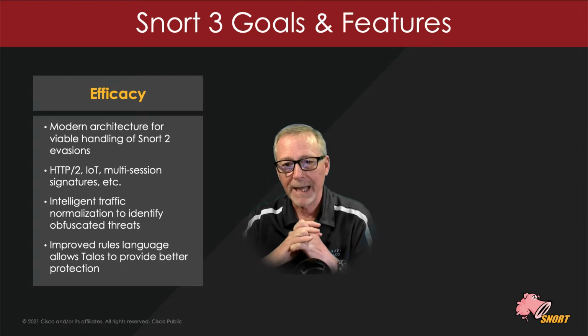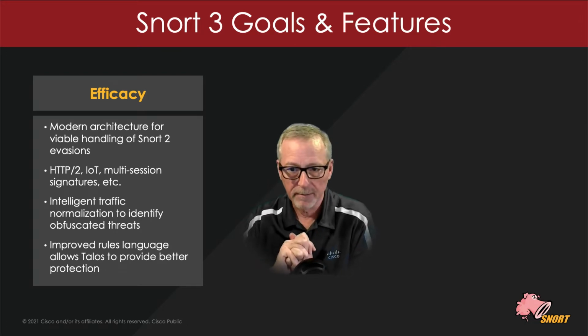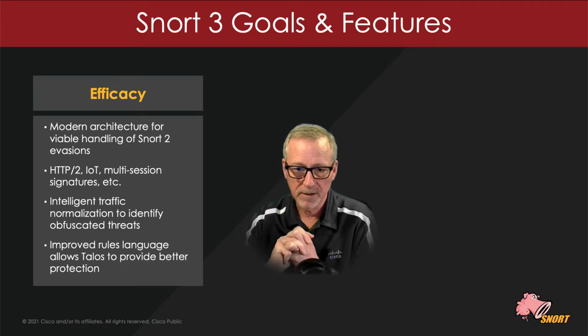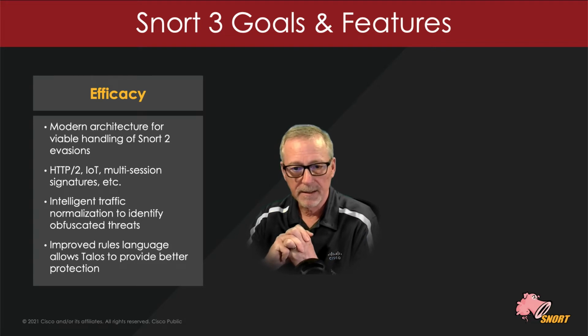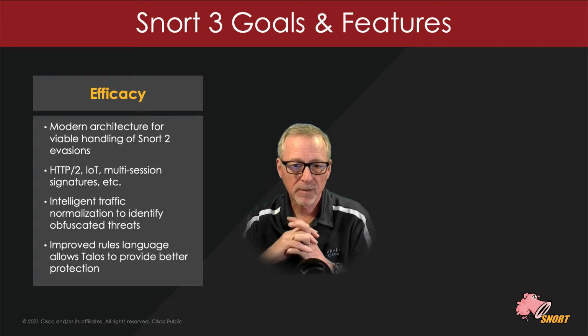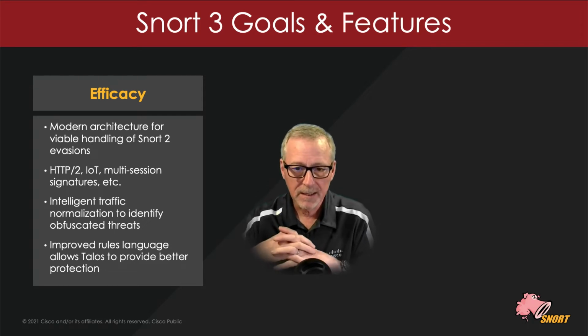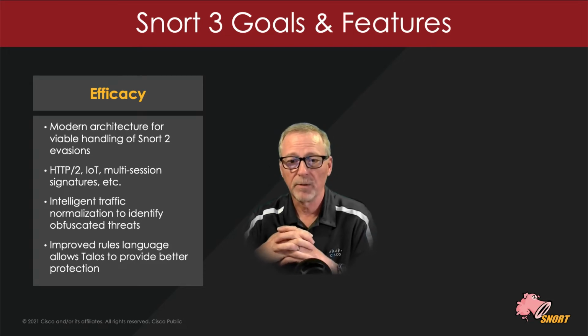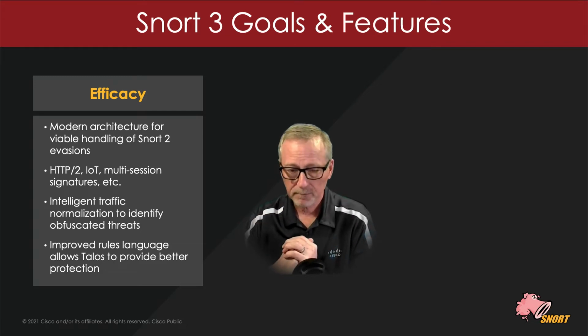But we want to have a better way to handle those evasions, much of which are packet-based. Also, HTTP2 is important. HTTP2 is a new protocol that is not supported by Snort 2, so we want to make sure that's in this Snort 3 version. More capabilities for the Internet of Things, or IoT. Multi-session signatures, right? So instead of being packet-based, be session-based and be able to look for something within a session, not just within a couple packets.